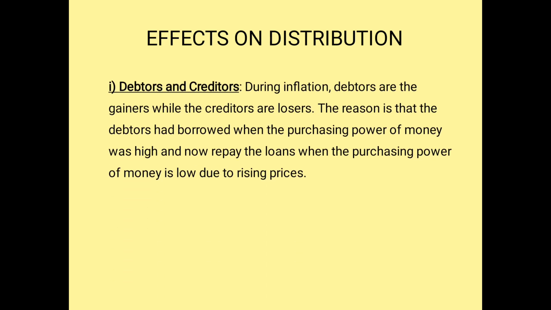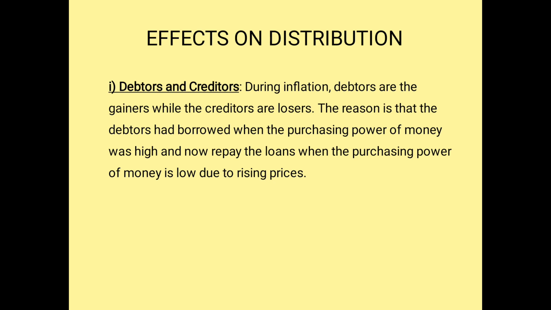Now let us see what the effects on distribution are. Who is going to benefit from it? Now we should know the two terms called debtors and creditors. During inflation, who is the gainer? Debtors are the gainers, and all of you will be knowing who debtors are. And who will be the losers? Naturally it is creditors. So debtors are borrowers.